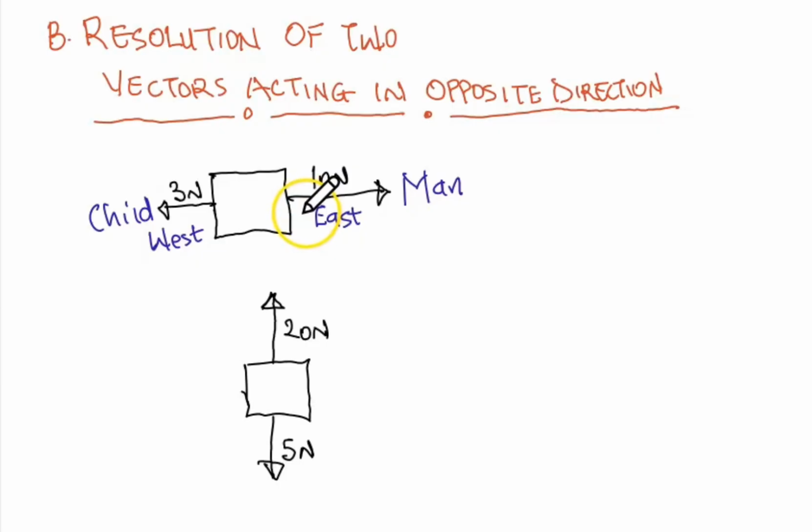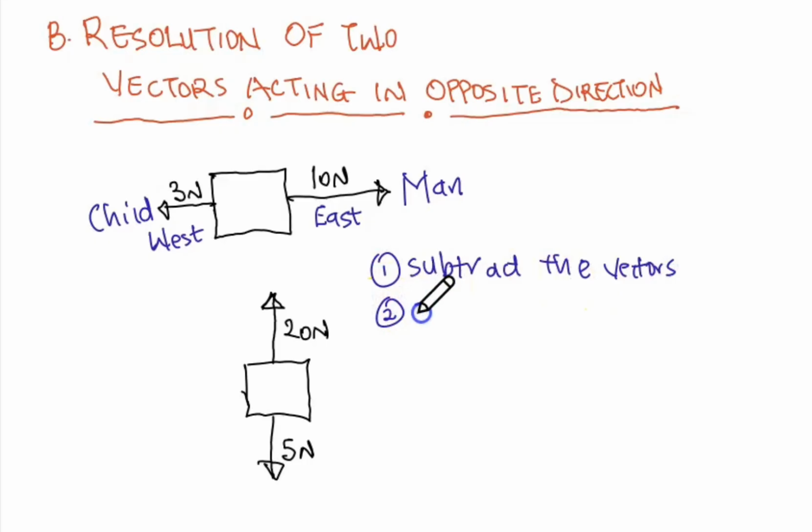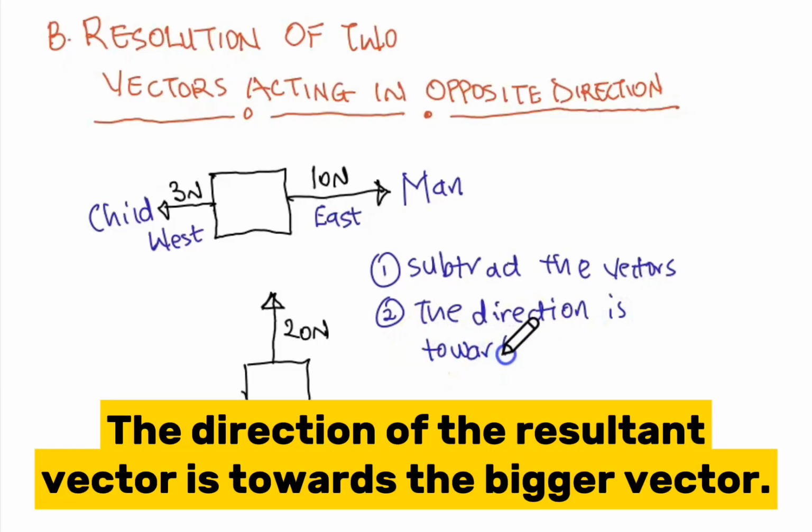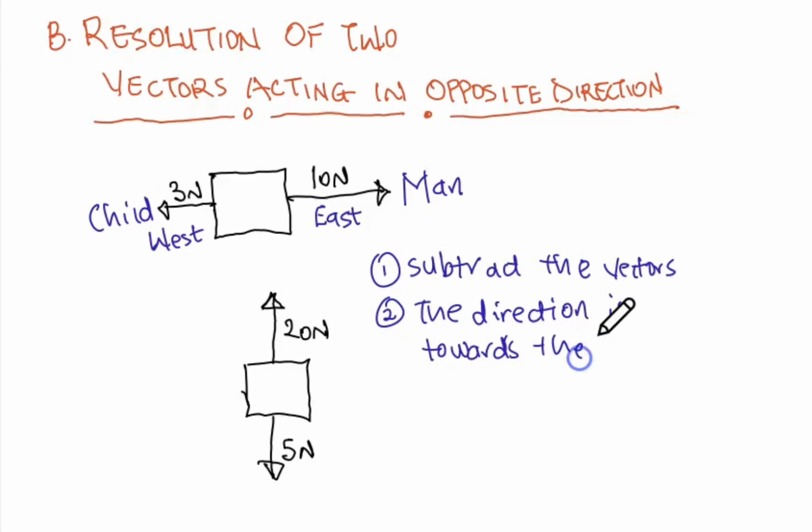So now take note, when you have two vectors that are acting in opposite direction, you simply subtract the smaller vector from the bigger vector. So one of the things you should notice here is that number one, you simply subtract the vectors. And secondly, the vector is going to act in the side of the bigger vector. So the direction is towards the bigger vector. So take note, these are the two clear things you must have in mind when you see two vectors that are acting in opposite direction.